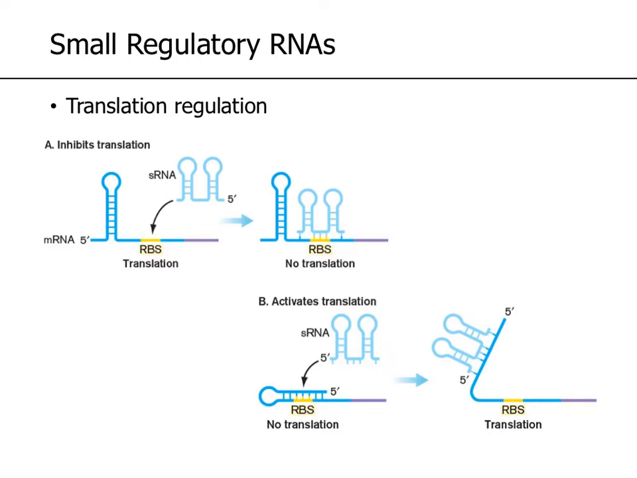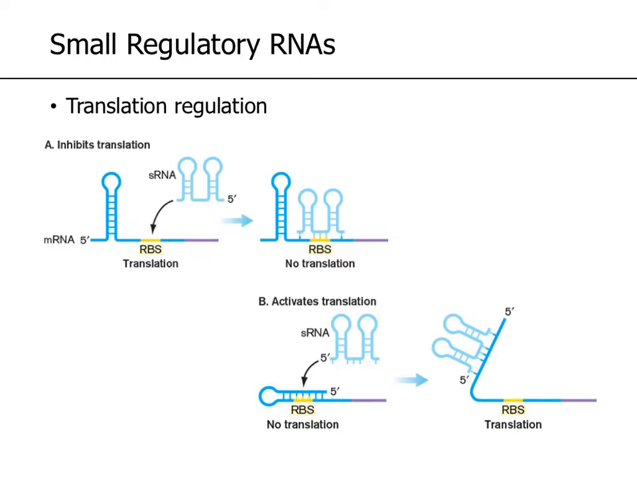Okay, so the first thing that it can regulate is translation. It can both inhibit translation, so block translation, or it can also activate translation. In the case of inhibition, you'll have the sRNA, whatever the base pairing, bind to the RBS and block it, so the ribosome can't access the RBS.